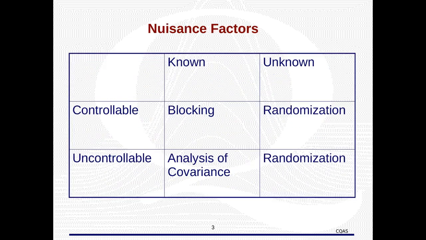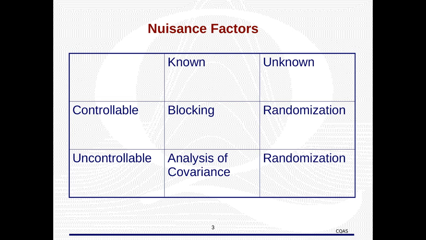Having established the two primary motivations for blocking, we now turn to a systematic framework for addressing nuisance factors, those sources of variation that can compromise our experimental conclusions. A nuisance factor is any variable other than our treatment of interest that influences our response. The critical question becomes, what do we do about it? We can classify nuisance factors along two dimensions. First, is the factor known or unknown to us? Second, is it controllable or uncontrollable in our experimental setting?